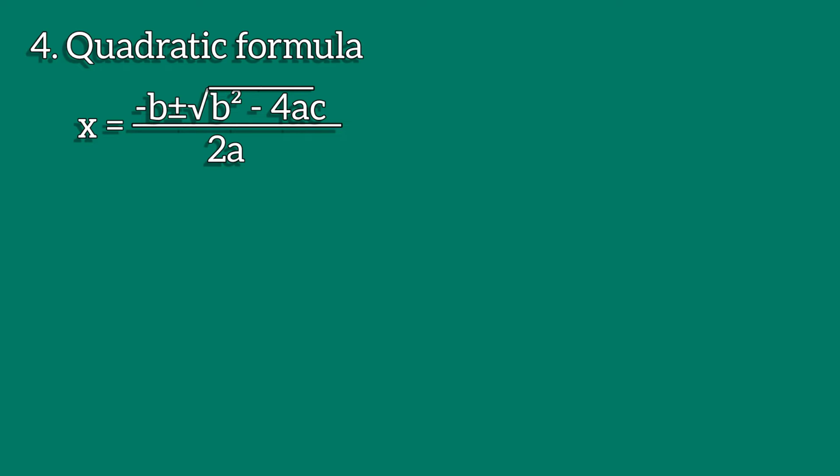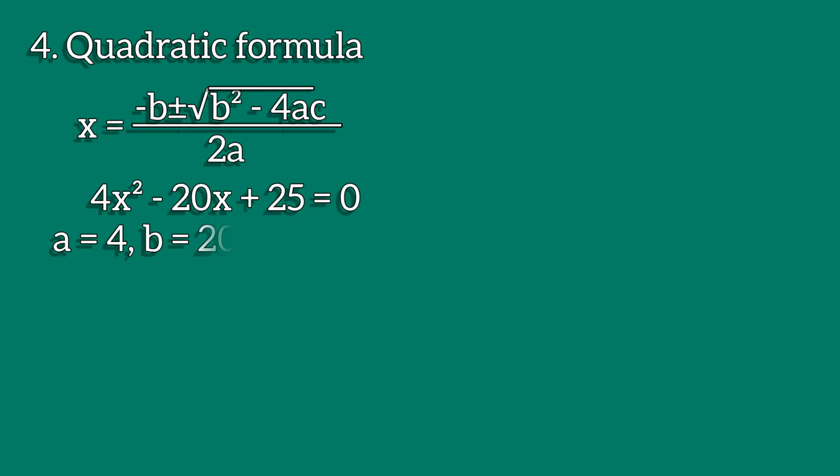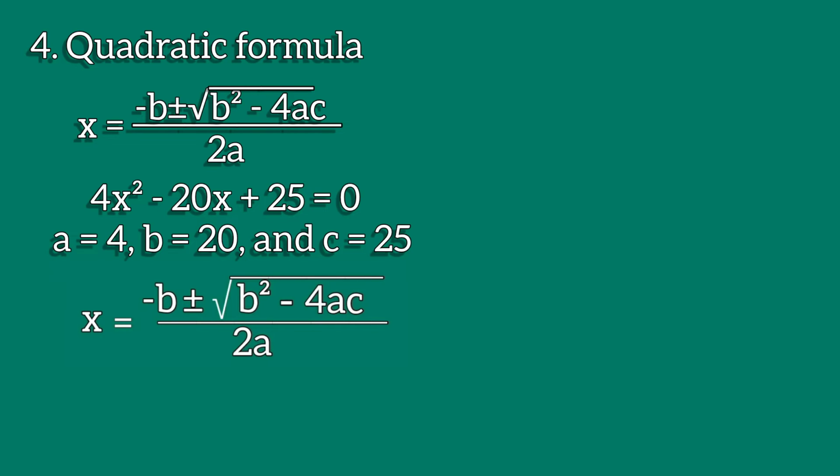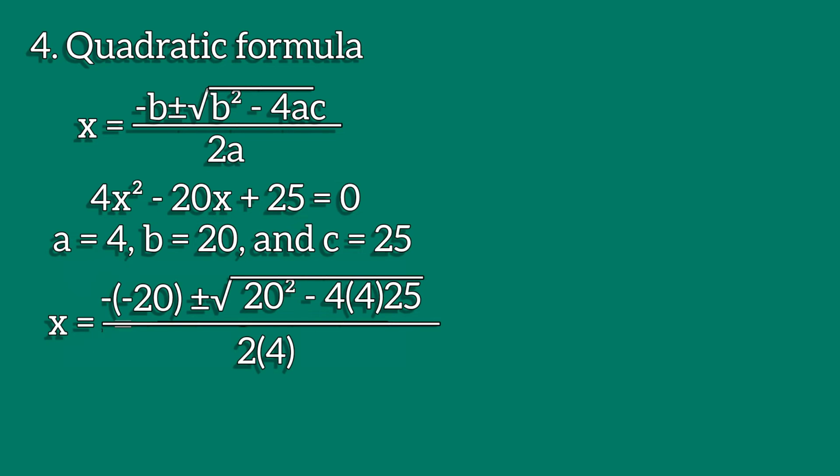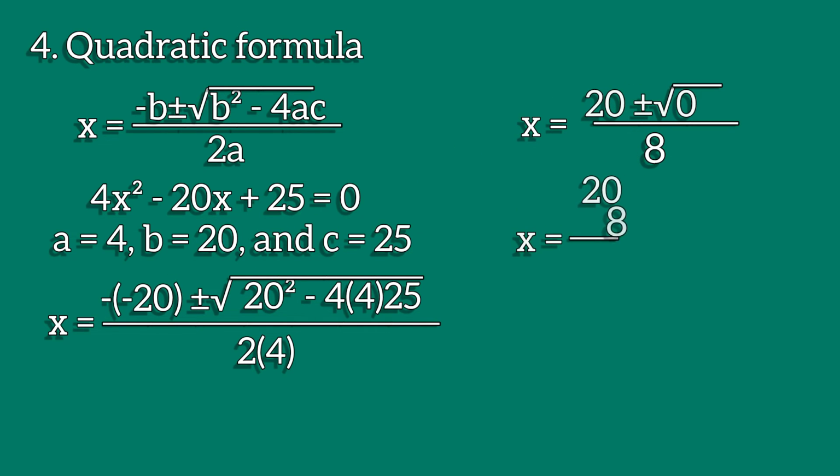Now let's take another example. Here we have a equals 4, b equals 20, and c equals 25. Substituting to the quadratic formula, we have, simplifying, we have, and we have only one solution, that is, x equals 5/2.